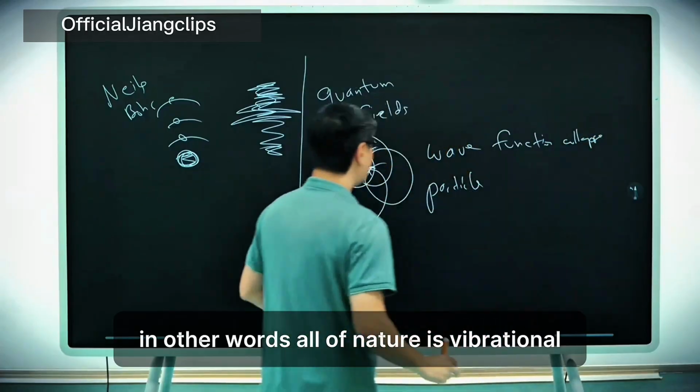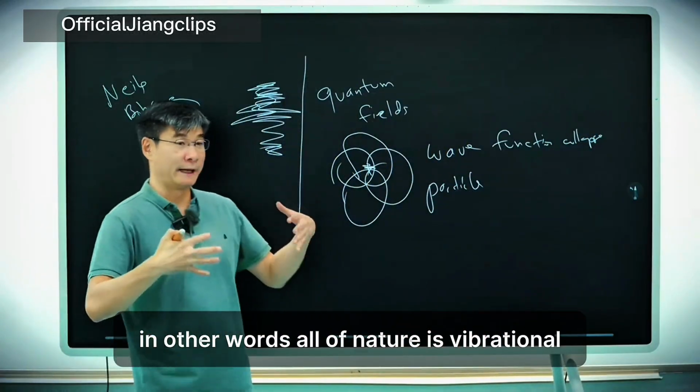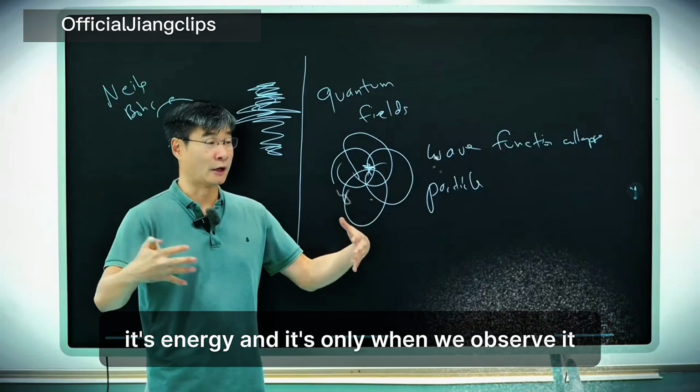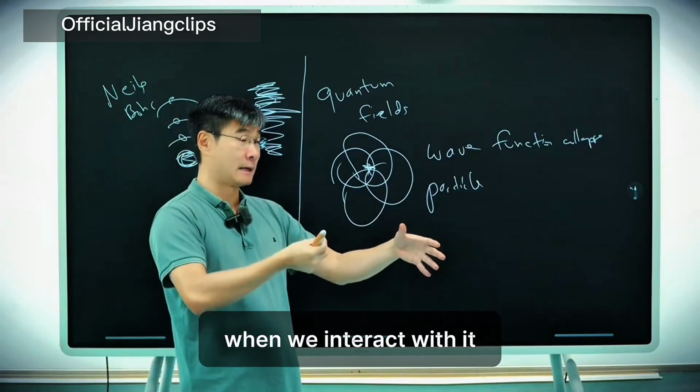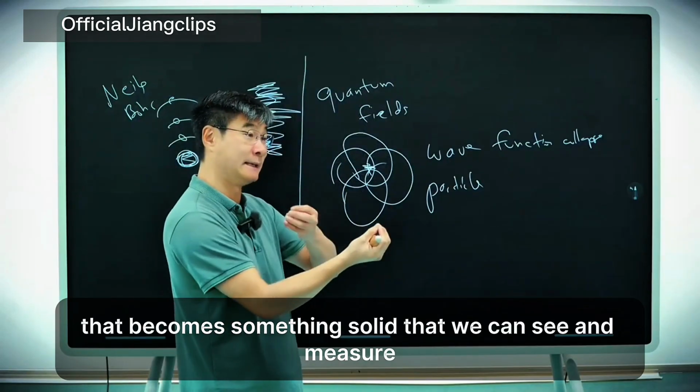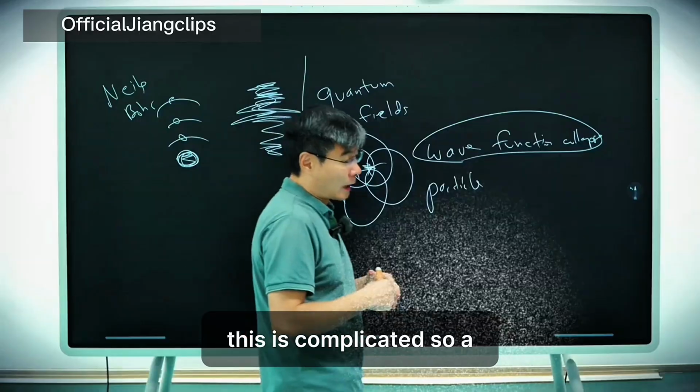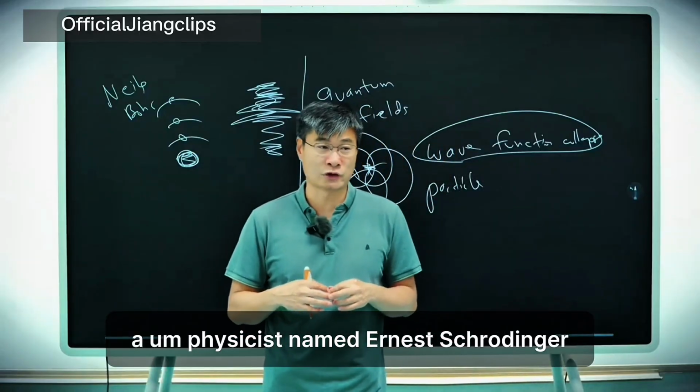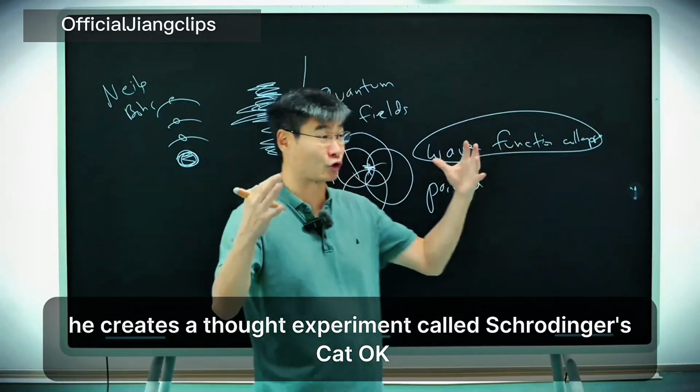In other words, all of nature is vibrational. It's energy. And it's only when we observe it, when we interact with it, that it becomes something solid that we can see and measure. This is complicated. So a physicist named Erwin Schrödinger creates a thought experiment called Schrödinger's cat.